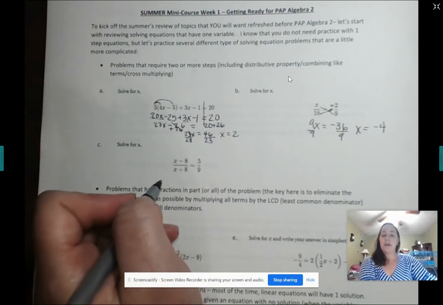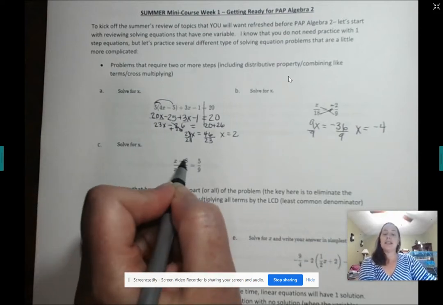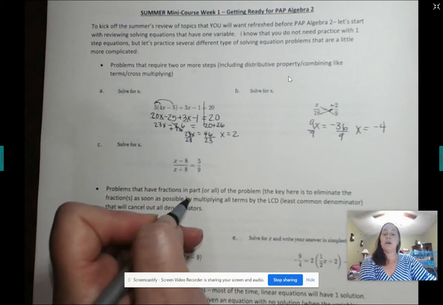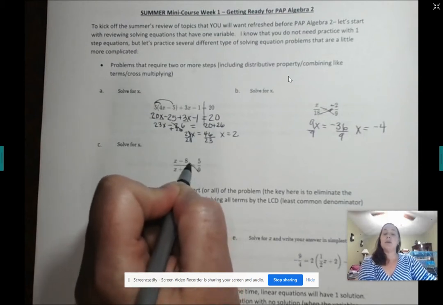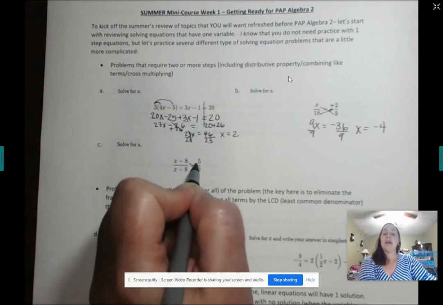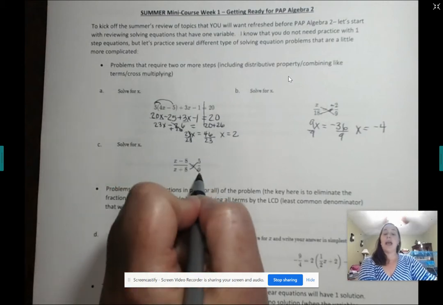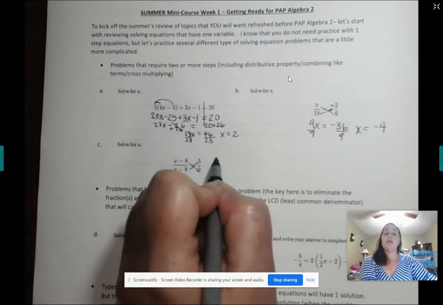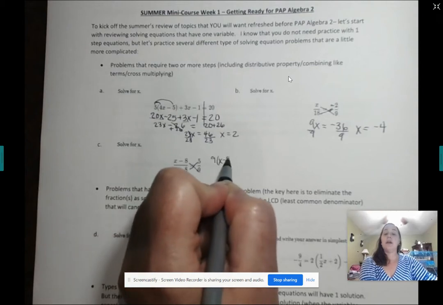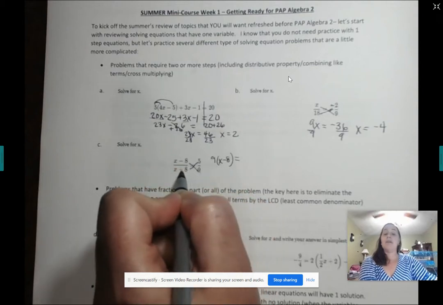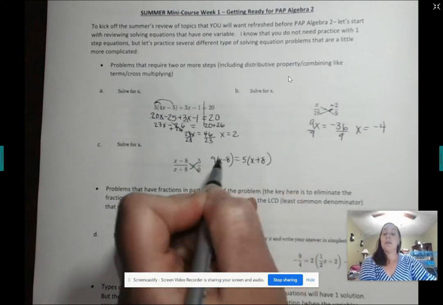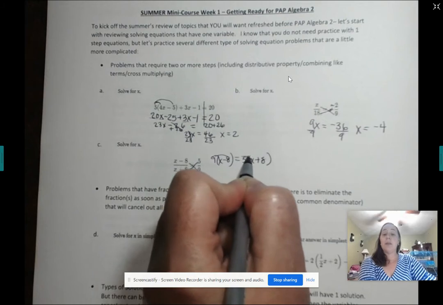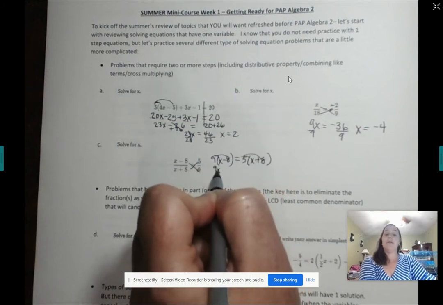This problem is similar, but it's got a little bit more to it because I have x on top and on bottom of one fraction, and I have constants on the other side. So when I cross multiply, I need to make sure that it looks like a distributive problem. I have 9 times all of this numerator, and I have 5 times all of this denominator. And we need to make sure that that's written properly so that we distribute properly and we can solve properly.